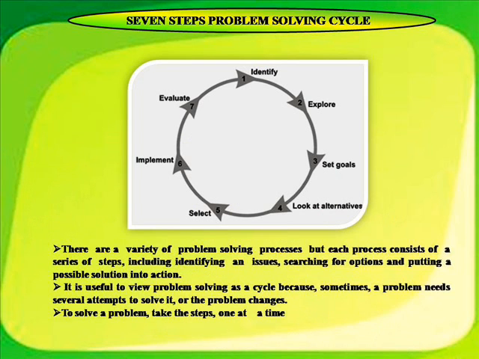A 7-step problem solving cycle. There are a variety of problem solving processes, but each process consists of a series of steps, including identifying an issue, searching for options, and putting a possible solution into action. It is useful to view problem solving as a cycle because sometimes a problem needs several attempts to solve it, or the problem changes. To solve a problem, take the steps one at a time.